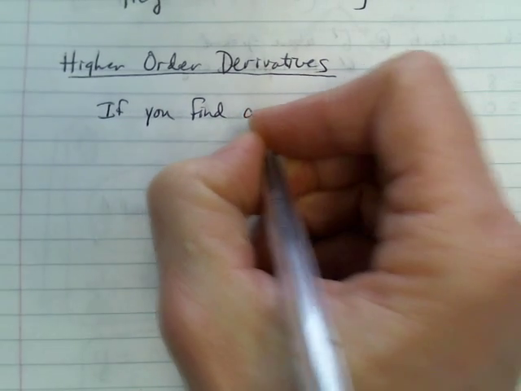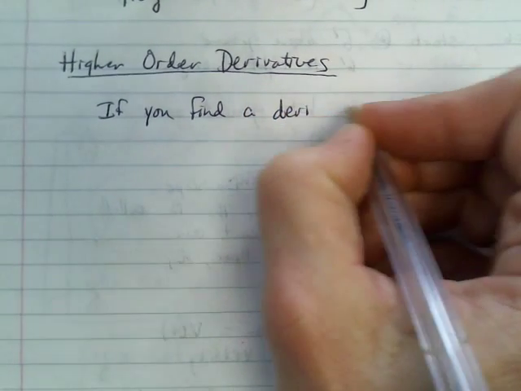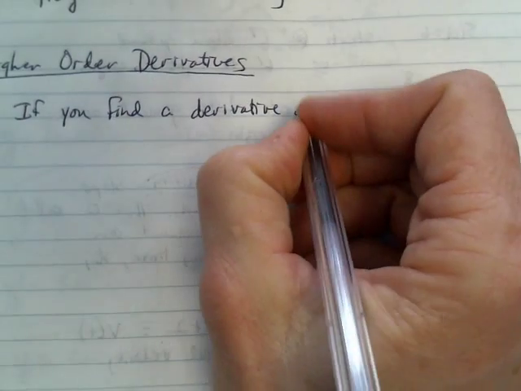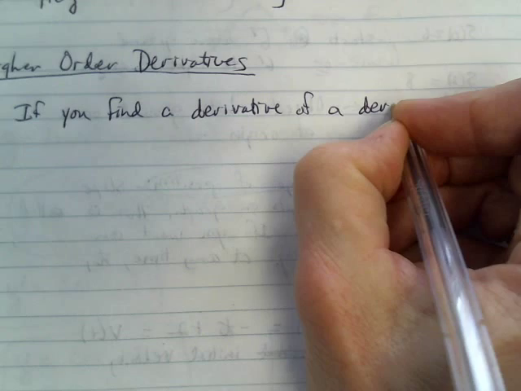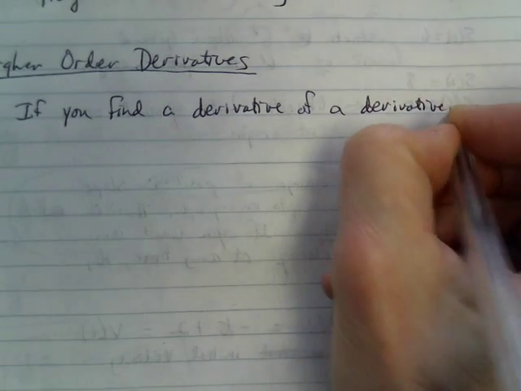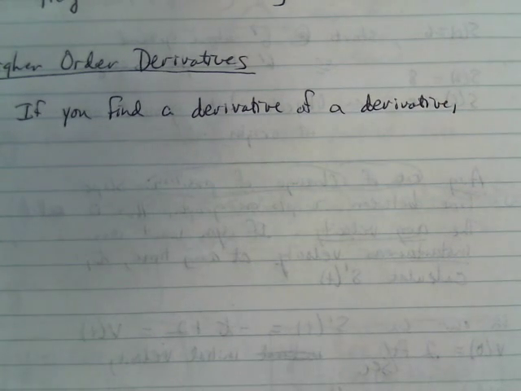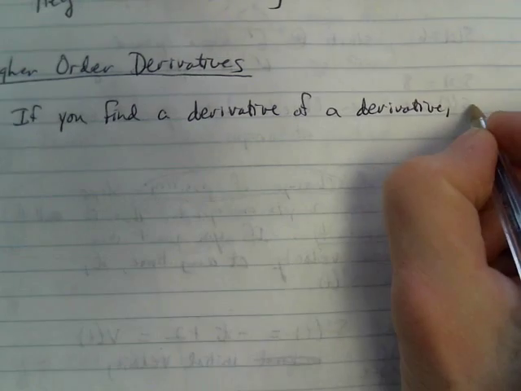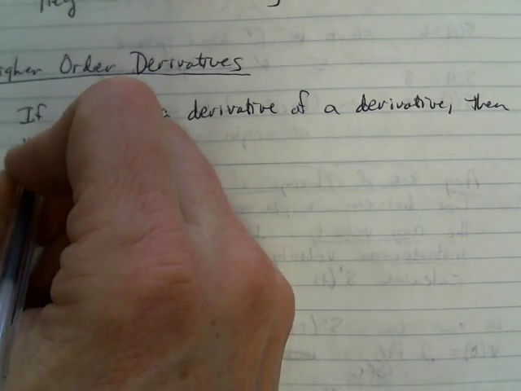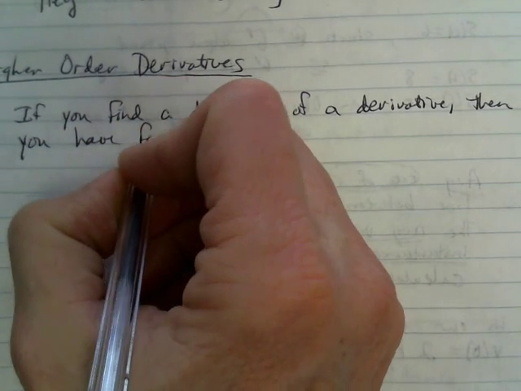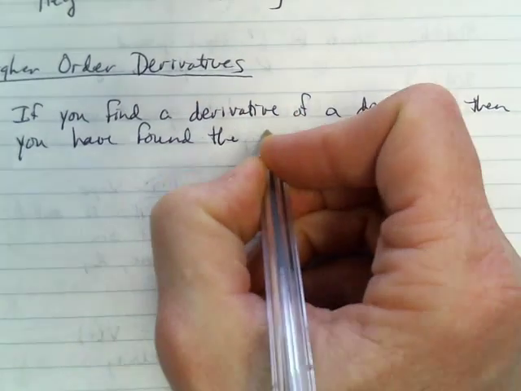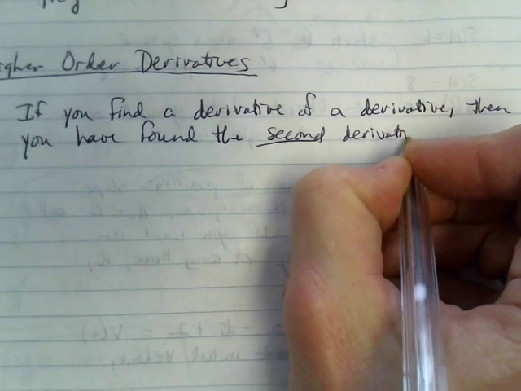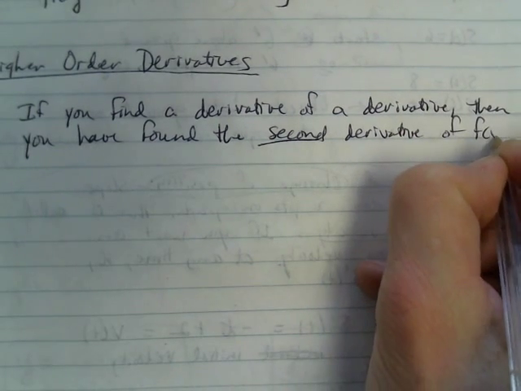So if you find a derivative of a derivative, then what you've found is something called a second derivative. The second derivative of f of x.